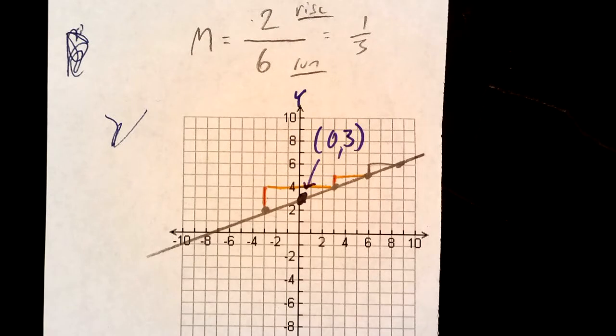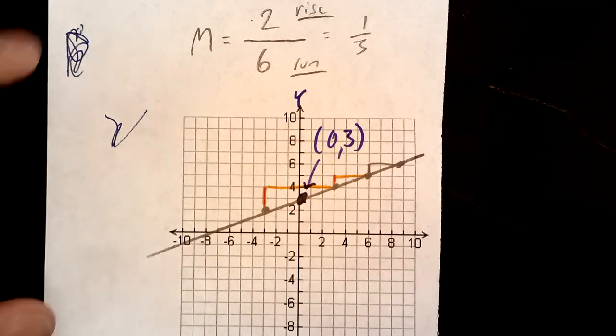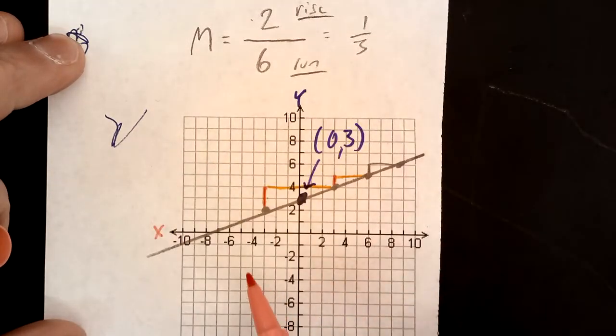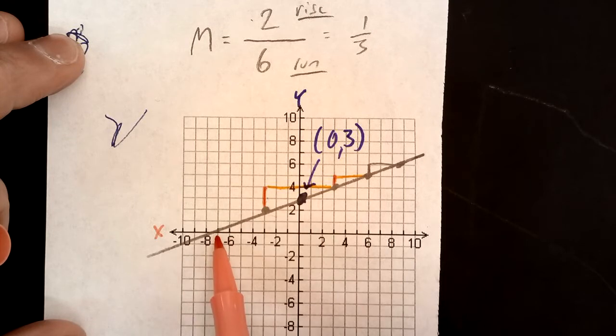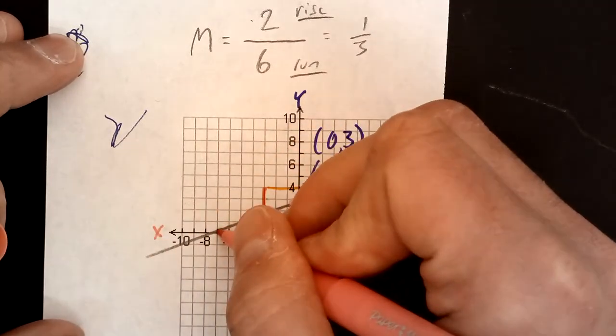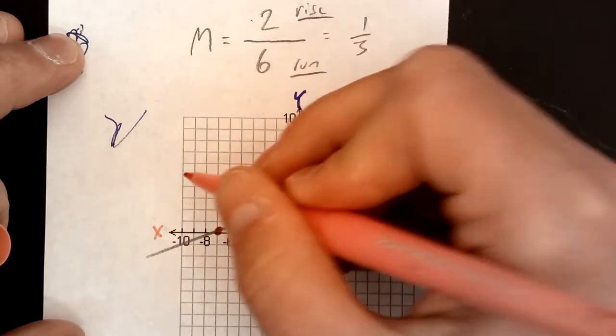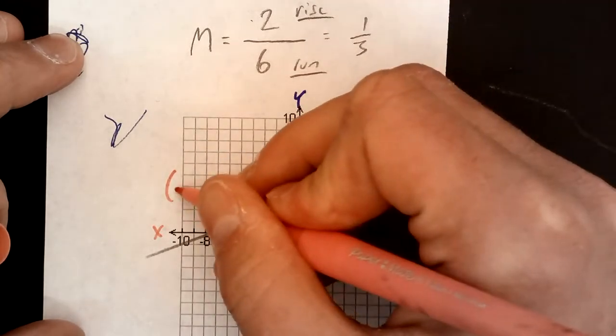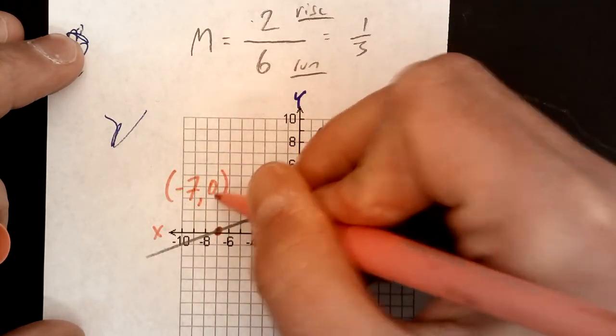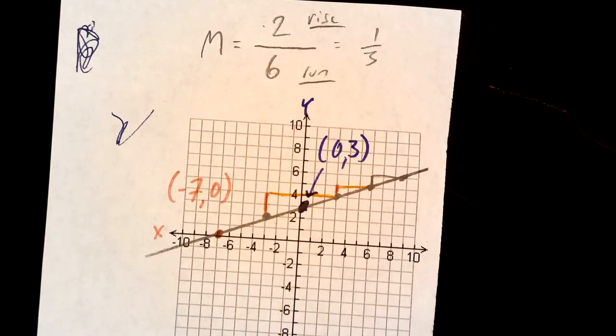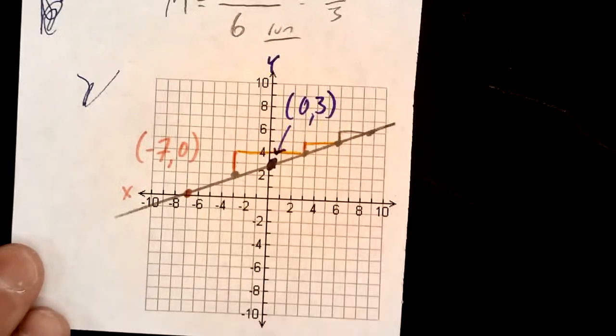Now we're going to start talking about the other intercept called the x-intercept, and that occurs where the line crosses the x-axis. So in this case, it's right here at what looks to be -7. The x-intercept is -7, 0. So if I'm trying to find the intercepts from a graph, that's not too difficult.